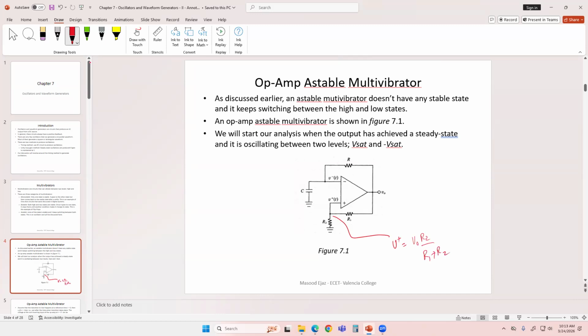And remember, V out goes between V saturation and negative V saturation. So the value of the voltage at the non-inverting input is going to switch between negative V saturation R2 over R1 plus R2 and positive V saturation R2 over R1 plus R2. We call this expression, let's say V1, because that's the variable I will be using to represent this: V out R2 over R1 plus R2.